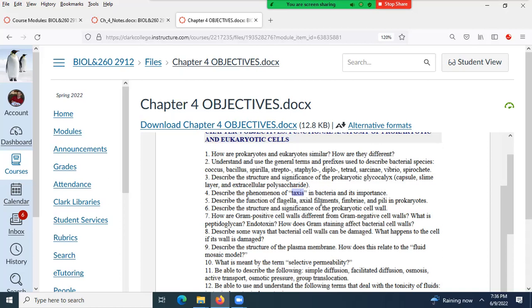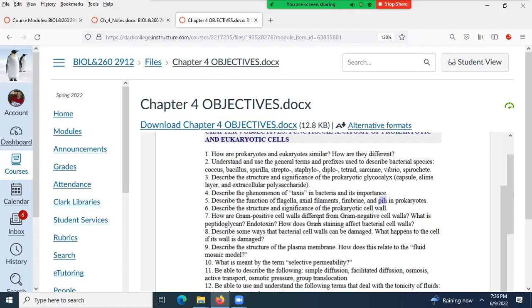Describe the function of flagella. I'm not going to ask you about the axial filament. I probably won't ask you about fimbriae, that's hair-like structures coming out of the cell. A pili, you should know what that is because we discussed that in chapter 8.